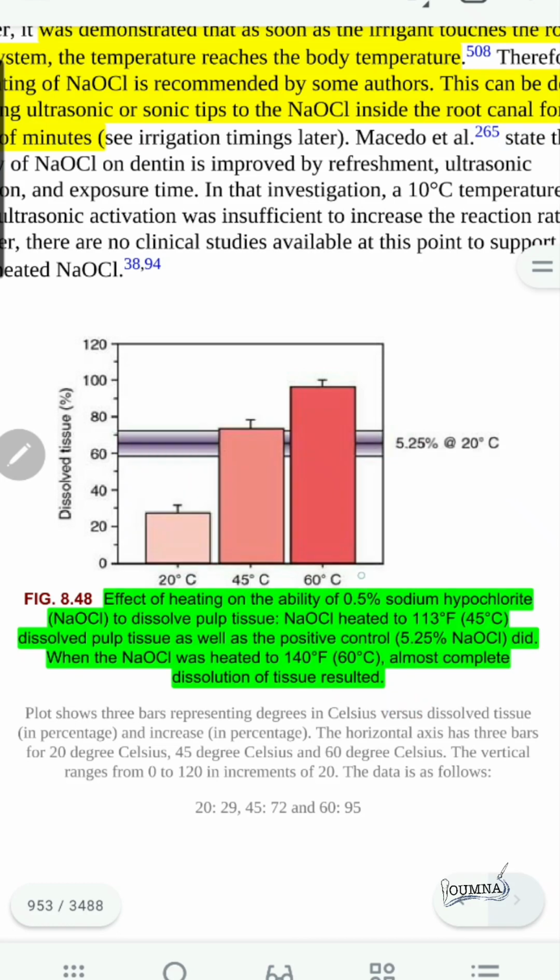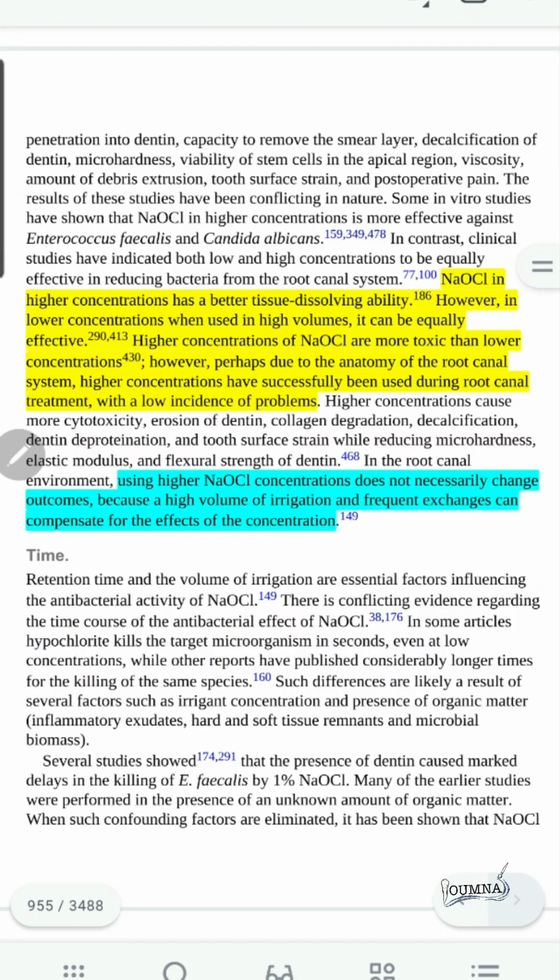So the increase of the temperature can be done with ultrasonic tips. It must reach 60 degrees to get the efficient dissolving property. For the concentration, the hypochlorite with high concentration has a better tissue dissolving ability, but if we use a lower concentration with high volumes, it acts equally in effectiveness. So it is safer to use the low concentration with high volumes.